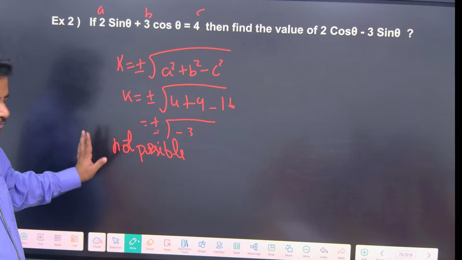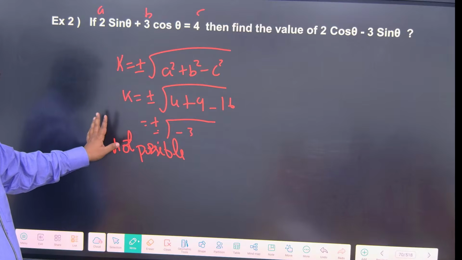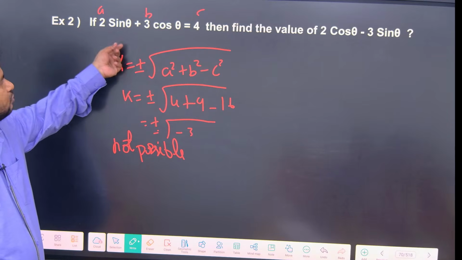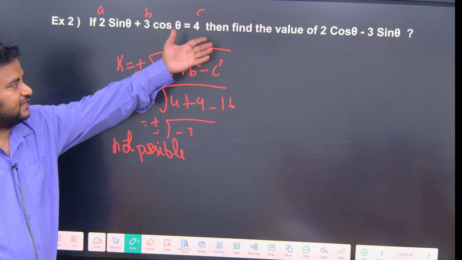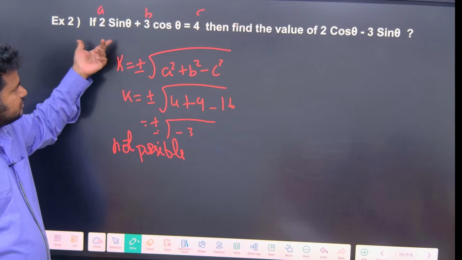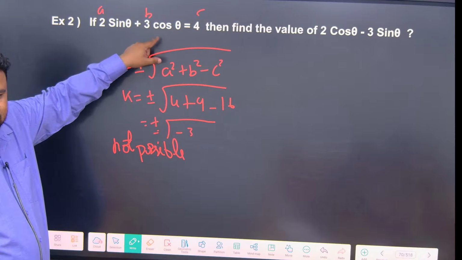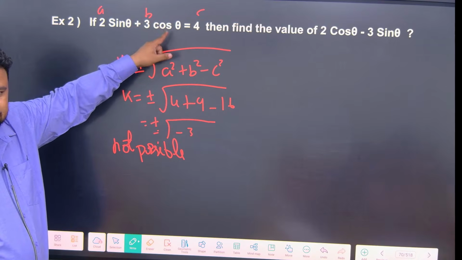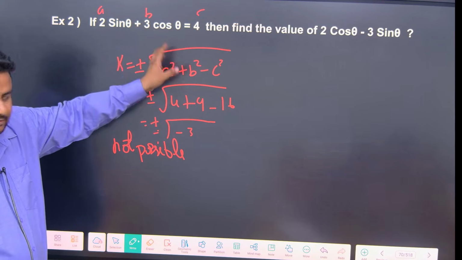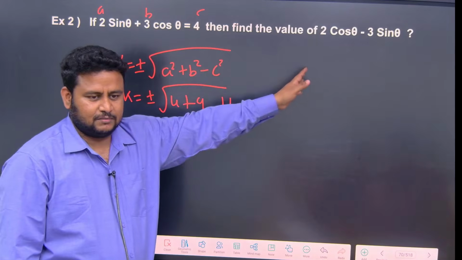So here it is not possible, but you know how to find K now? Understood? Questions will be like this: 2 sin theta plus 3 cos theta is equal to 4, find the value of that. Definitely you can use numerous methods. Cos theta can be written in terms of sin, square root of 1 minus sin square theta, and you can get a quadratic form. Then you put the values and find out. But that will take a lot of time.